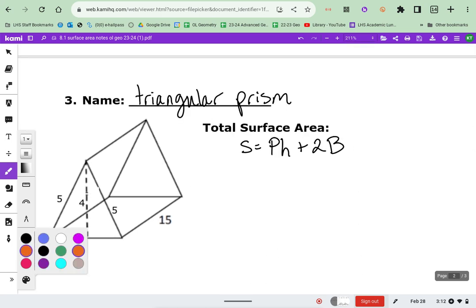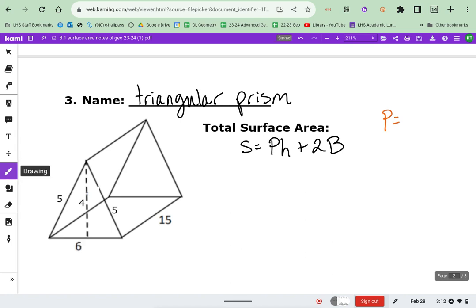So for P, since our base is the triangle, we want to find the perimeter of the triangle. So what's the perimeter of the triangle? 16, yeah, 5 plus 5 plus 6. For capital B, B is the area of the base, so we need to find the area of the triangle. So go back and remember, what's the formula for area of a triangle? 1/2 base times height. So 1/2 times the base is 6, the height is 4.